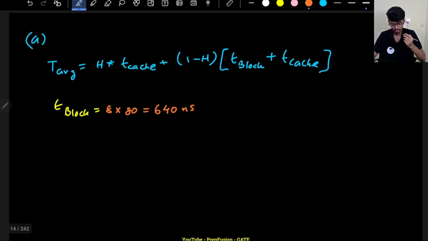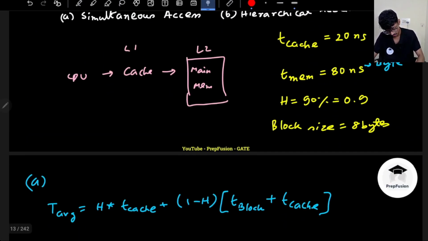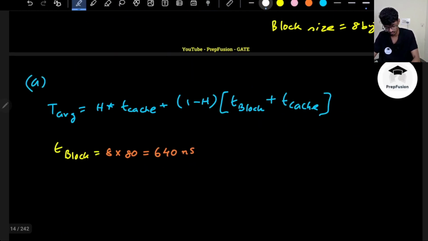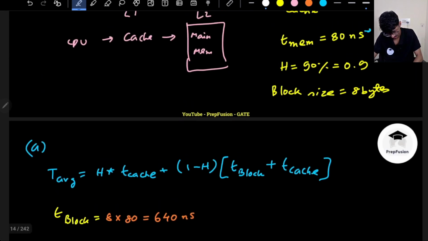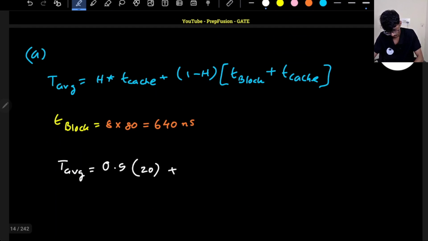Now I got all the information, right? I got the T block. I know the T cache. I know the H is 0.9. So now let's just solve. T average in this case will be 0.9 into the T cache. T cache I guess is 20 nanoseconds. So this will be 20 plus 0.1 into T block. T block is 640 plus T cache. T cache is 20.